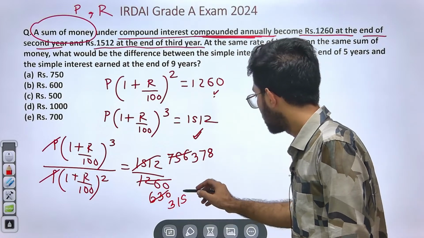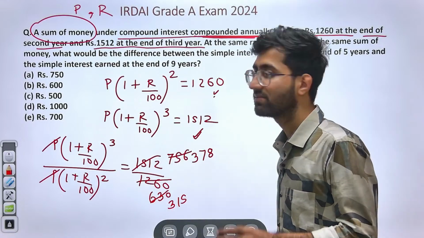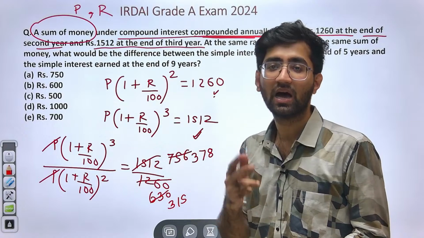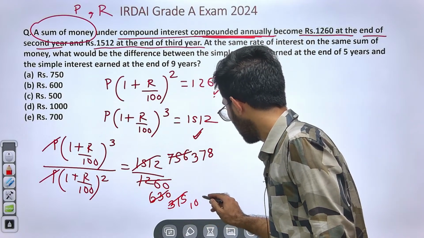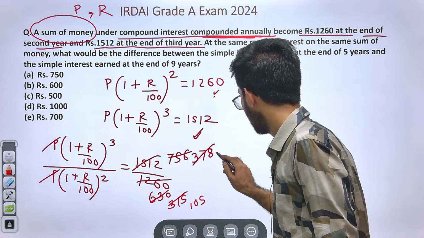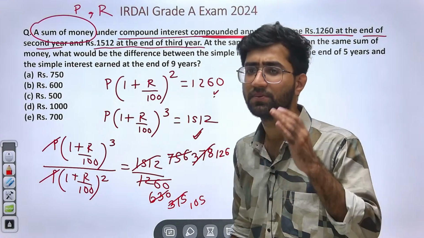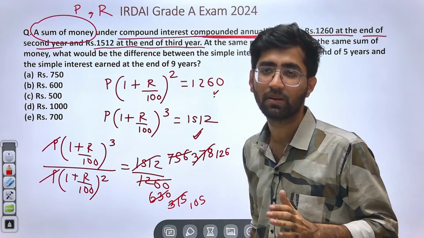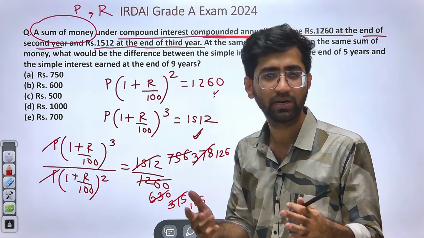So if you can observe, 3 plus 1 plus 5 is 9 and 3 plus 7 plus 8 is 18. So basically both of these numbers are divisible by 3. So if you divide these numbers by 3, you can write 105 and you can write 126. Again, if you are good at calculation, you will be able to observe that these numbers are divisible by 21. So you will be able to divide 21 into 5 and 21 into 6.